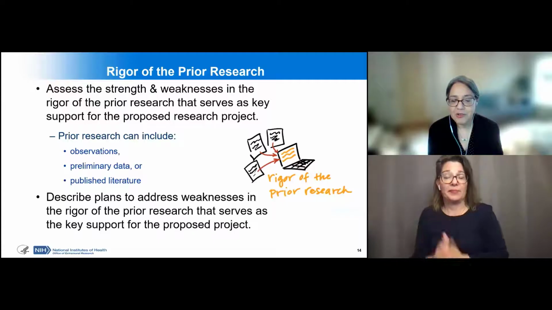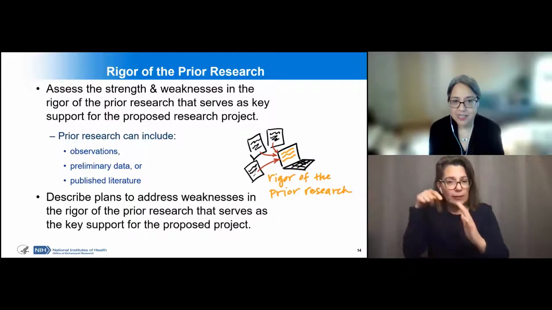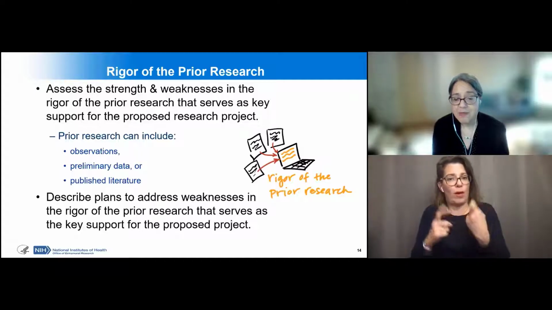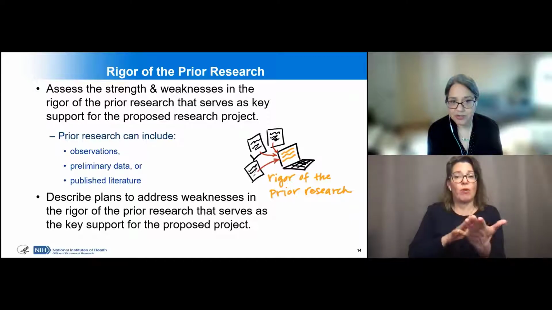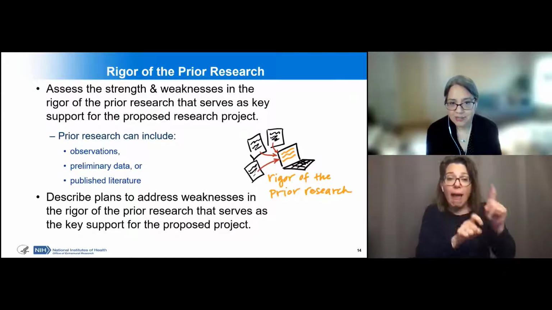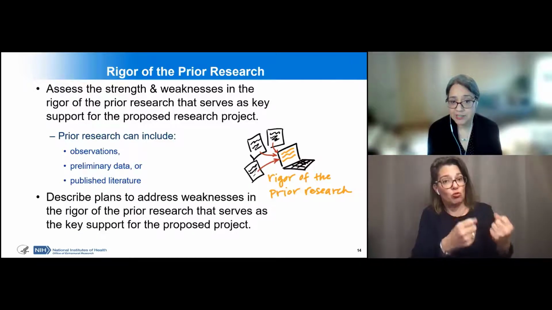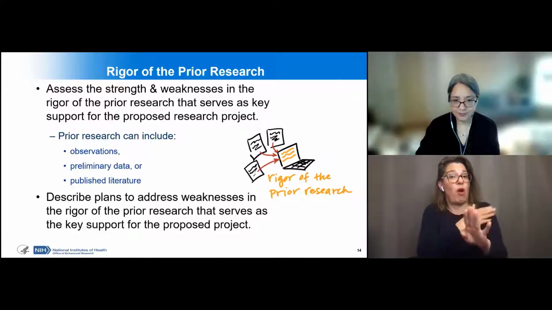Okay, so now I'm going to go through each of those elements in a little bit more detail and address some of the questions that we've had about them. As I mentioned, rigor of the prior research is addressed under significance and then under approach. So under significance, we ask that the PI addresses the strengths and weaknesses in the rigor of the prior research that serves as the key support for the proposed research project.